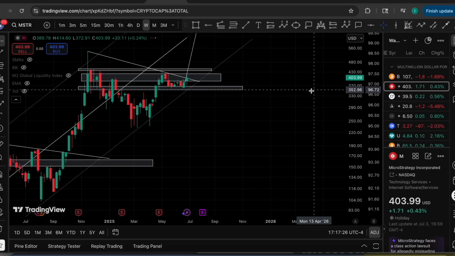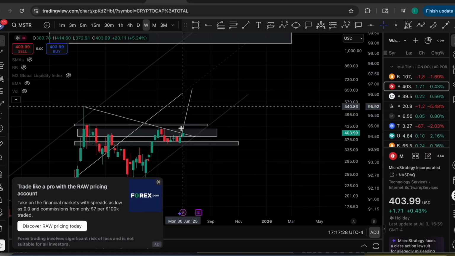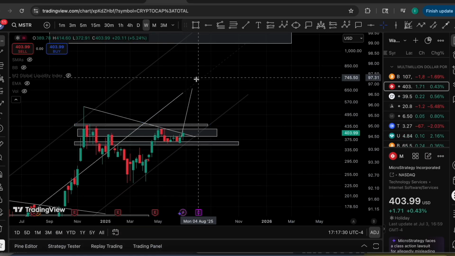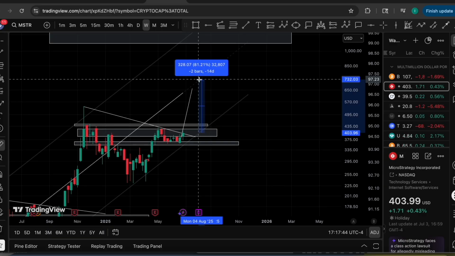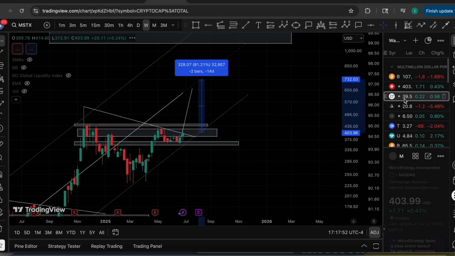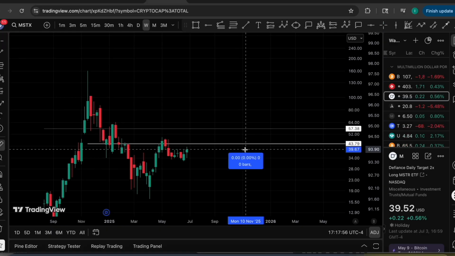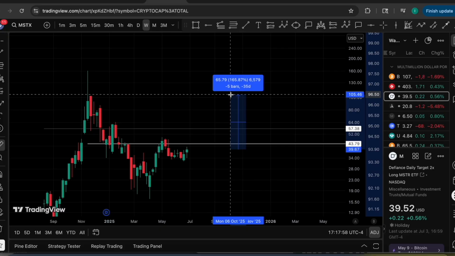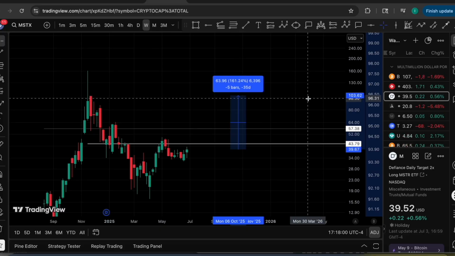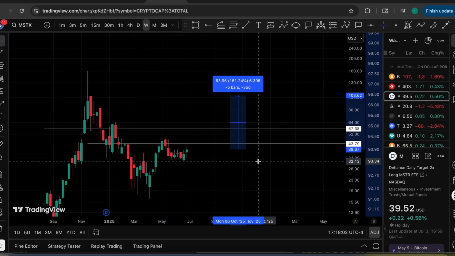Also, if we were to see that initial move that we're talking about, where we actually touch this gray dotted line up around August, that would be around an 80% move on MSTR. And if you take that, that would be 160% on MSTX. That's just doing a clean 2x move, which obviously is not the case. So you can see it take you to 103.